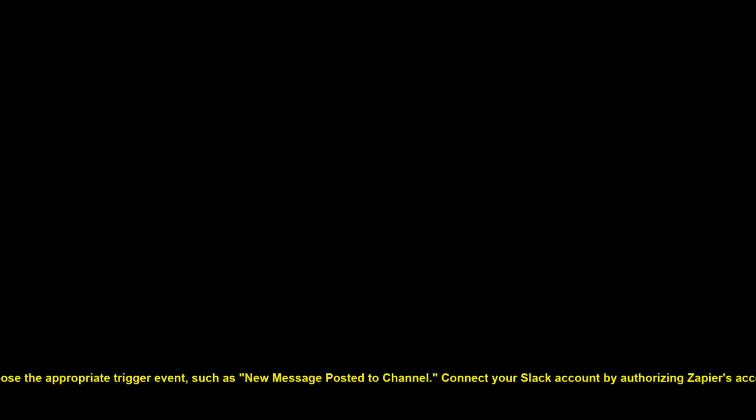Select Slack as your trigger app. Choose the appropriate trigger event, such as New Message Posted to Channel. Connect your Slack account by authorizing Zapier's access. Select the channel you want to monitor for approval requests.